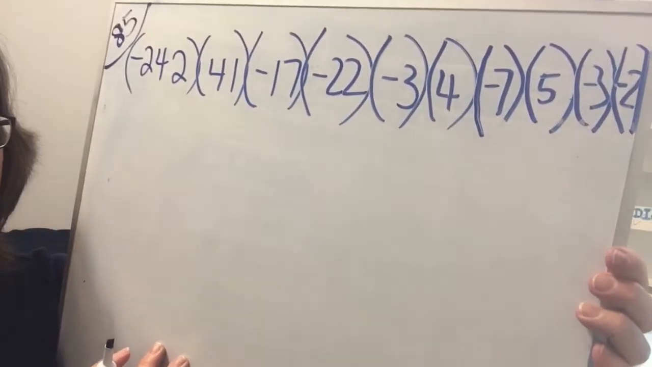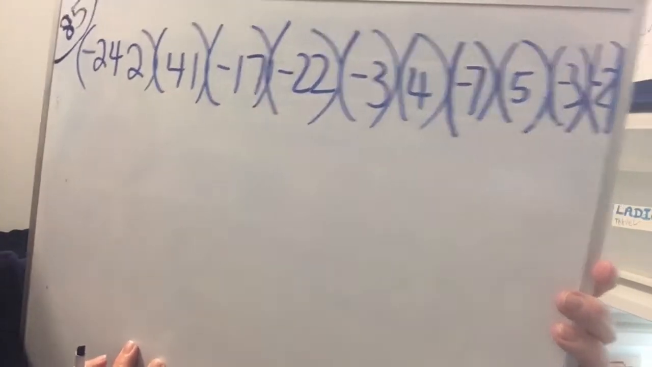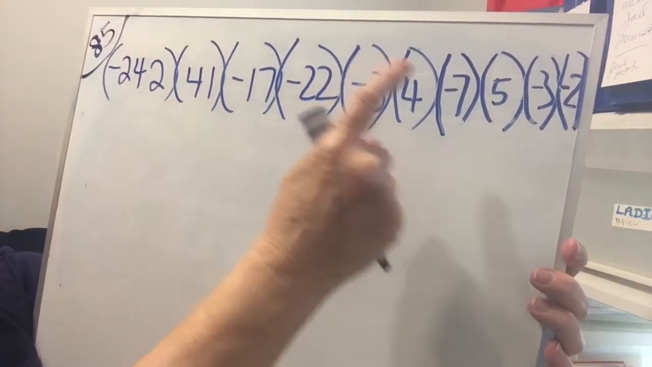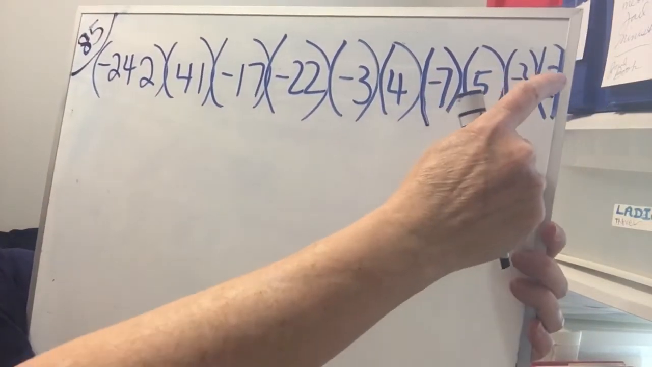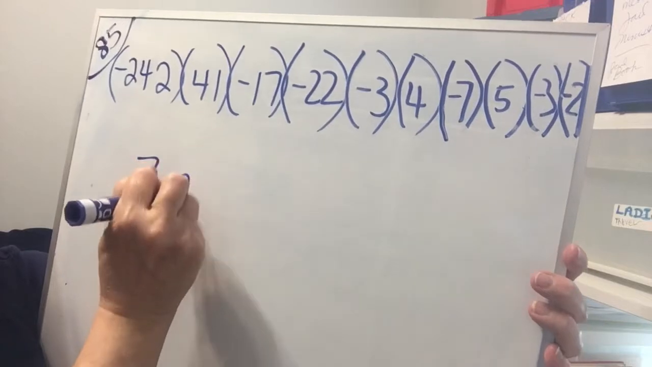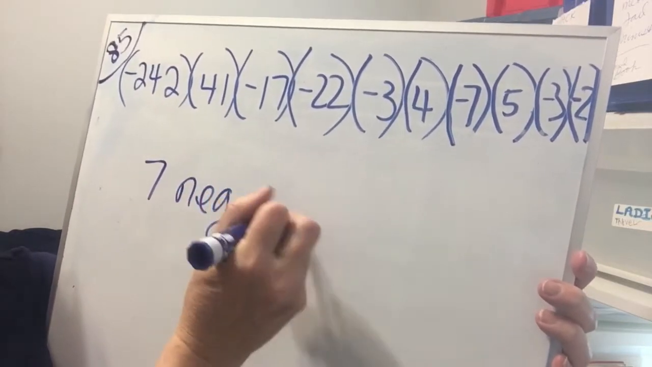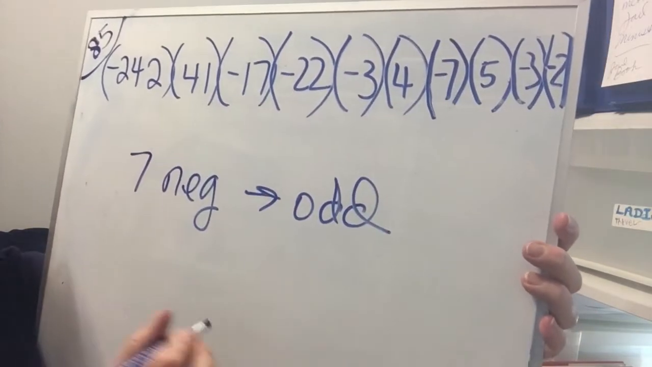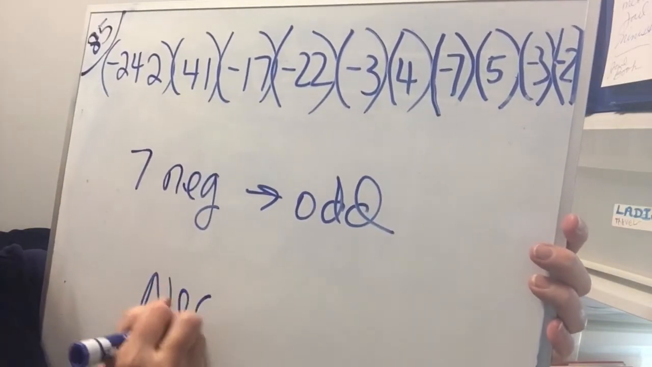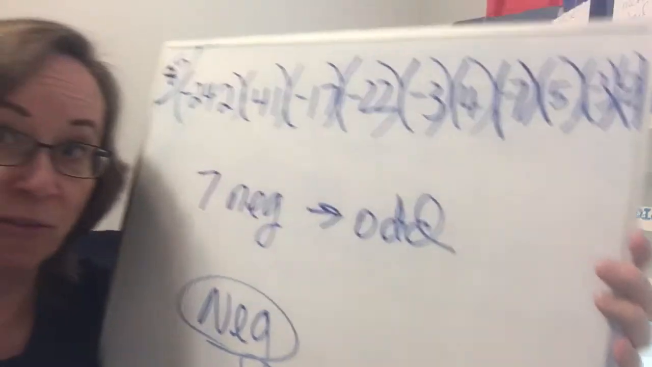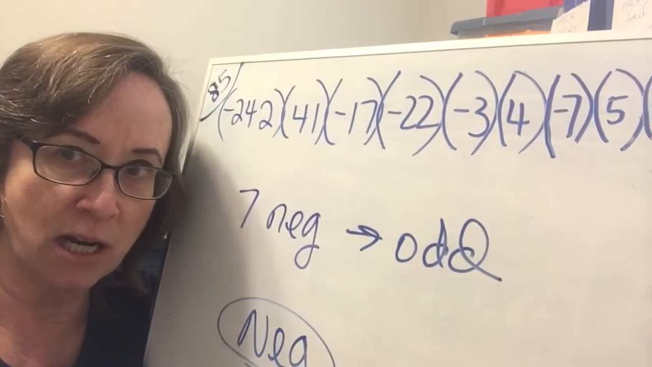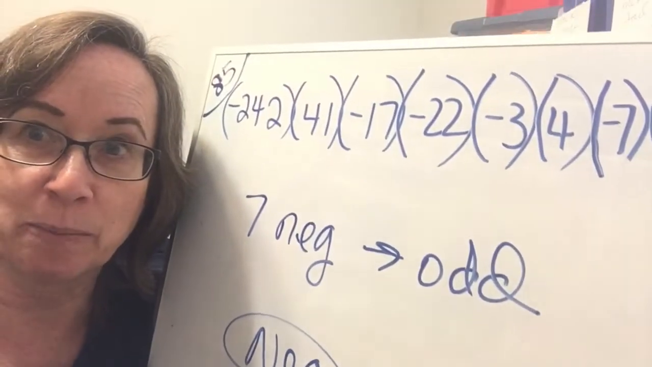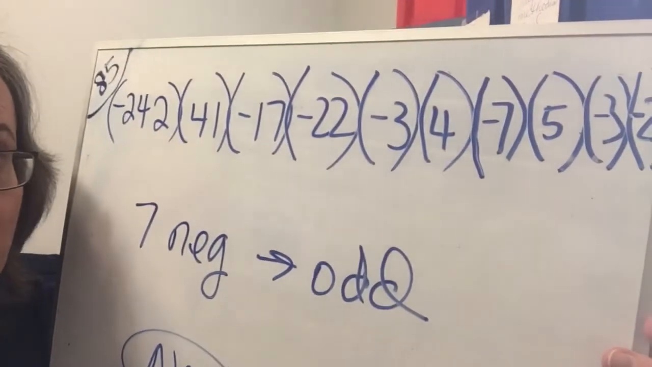Every time we see a negative sign, we will count it. 1, 2, 3, 4, 5, 6, 7. 7 negatives. That is an odd number of negatives. Therefore, our total answer will be negative. Now, negative what? I don't know. I would have to go get a calculator because I am not multiplying all that out on the board. But you should get a negative number.